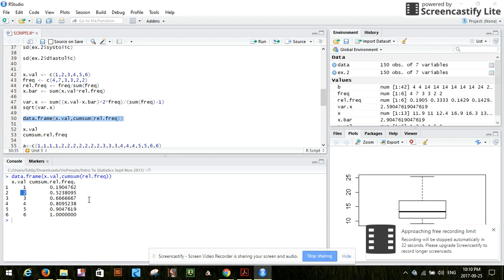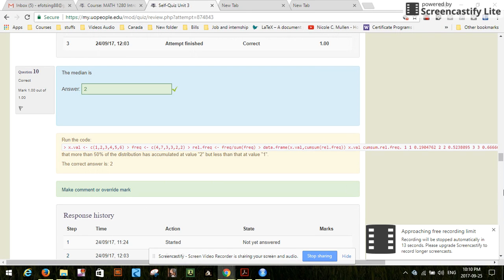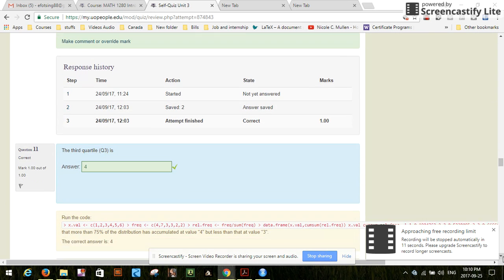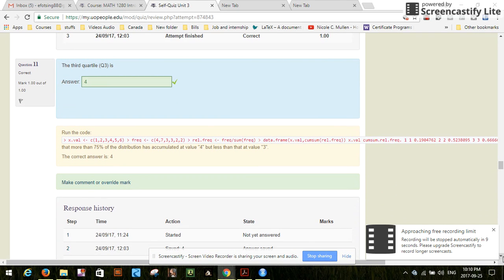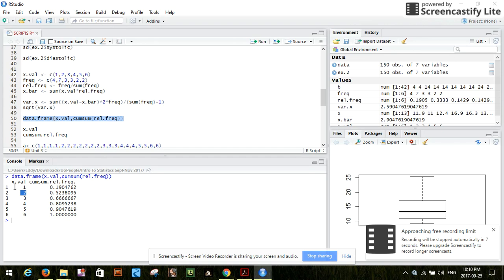For 75%, it's going to be the third quartile, which in this case is going to be 4 or 3. Let's say, because we accumulate almost 4 of the data sets, here we have about 80% of the data set, which is about 75%, the third quartile.